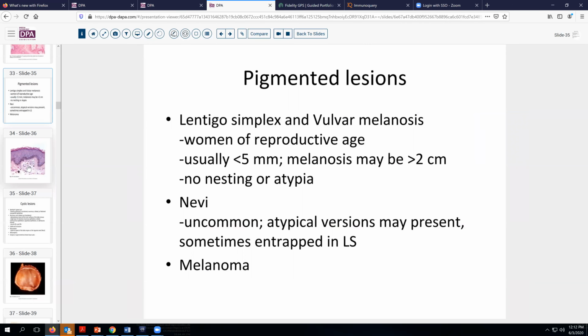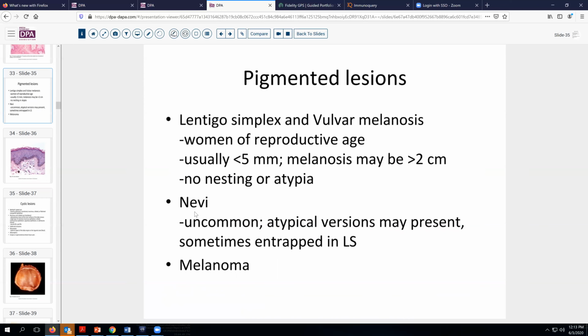Now, there are several pigmented lesions on the benign side of things that we can encounter as well. Most commonly, probably lentigo simplex or vulvar melanosis. This again is a reproductive age lesion. These are usually small lesions, similar to the sort of thing that you can occasionally see in the lower lip macule or occasionally in oral mucosal pigmentation. But there's really no nesting or atypia associated with this.